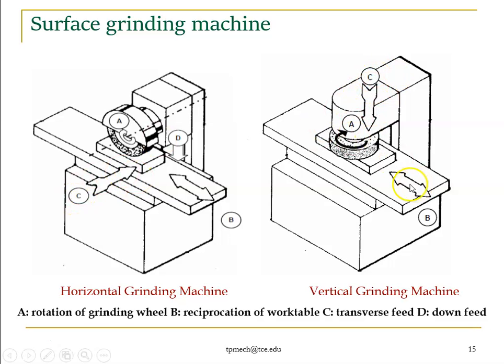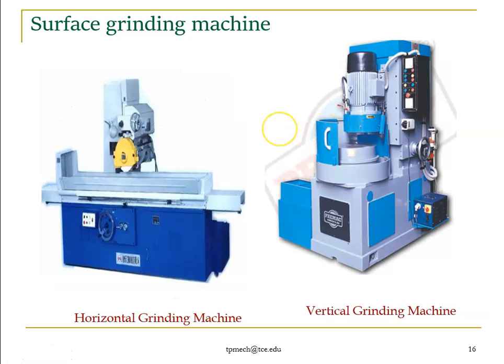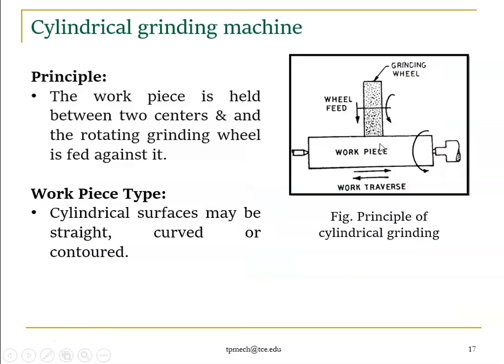So the next one is D. It is like a down feed, right? But here we don't have any down feed, because the C traverse feed as well as the down feed are both controlled by the spindle alone, right? These are surface grinding machines. So these are the main surface grinding machines: horizontal spindle with reciprocating table, and vertical spindle with rotary table, right? So this is the grinding machines, right? So that is surface grinding.